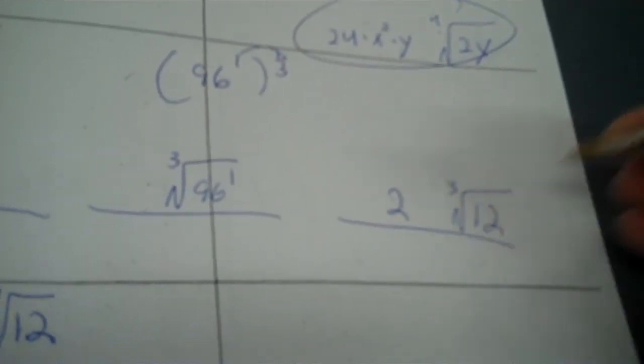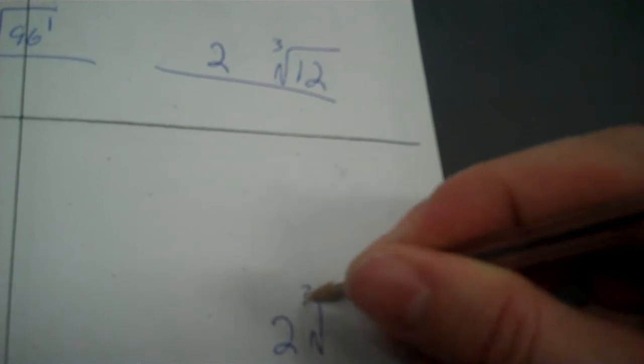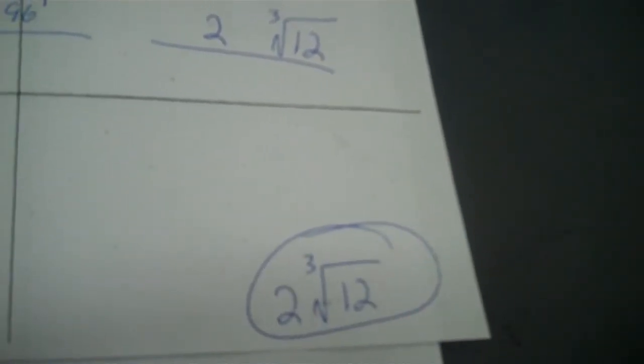Now, I'll repeat this 3 times. 2 goes on the outside in front of the expression. 12 goes on the inside, and I'm there. I have 2 with a radical 3 over 12. Now, I don't see any addition or subtraction operators, so we're going with this.